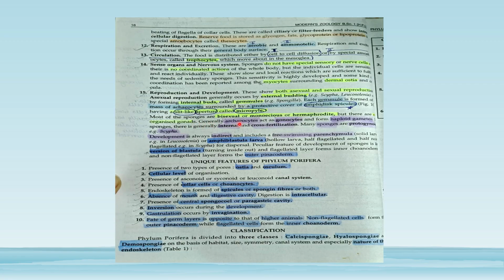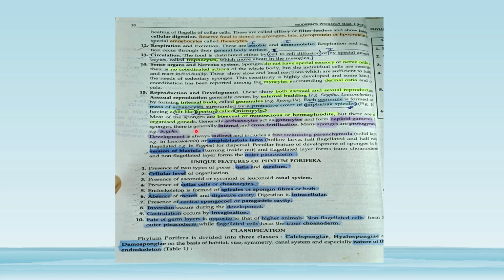Most of the sponges are bisexual or monoecious or hermaphrodite. These terminologies are very, very important while defining the sponges, and they are asked interchangeably. When you are asked about bisexual, it means the same. It is asking about the monoecious and hermaphrodite as well.